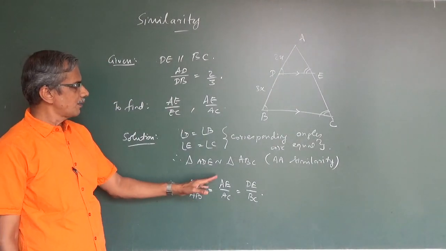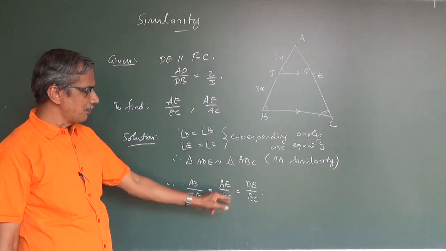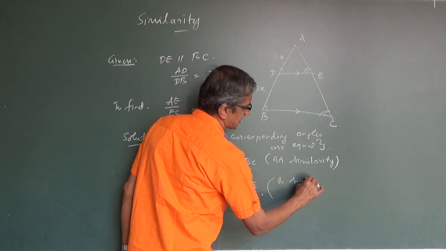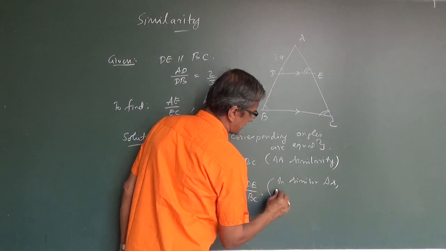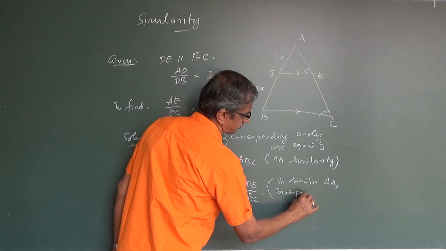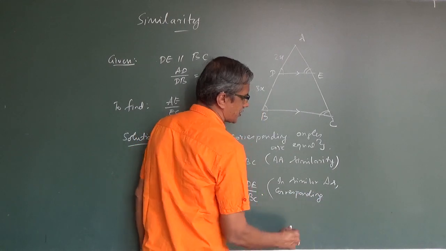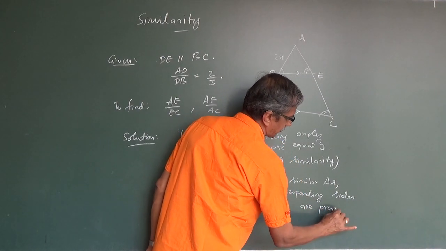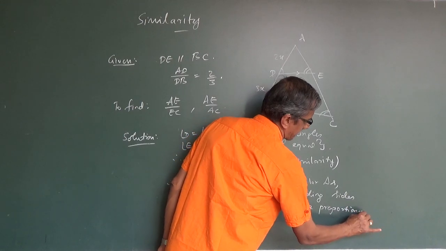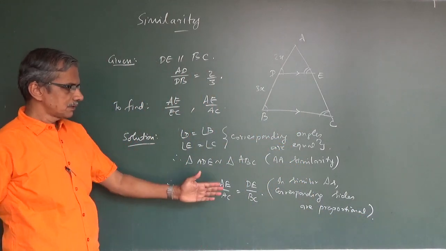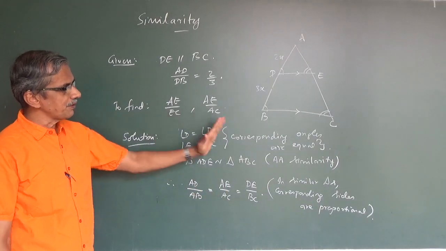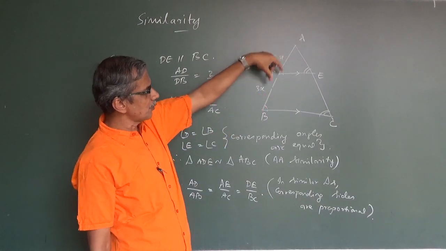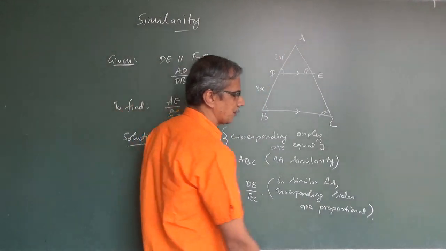AD by AB is equal to AE by AC is equal to DE by BC, because in similar triangles, corresponding sides are proportional. Proportional means same ratio. So this one part you have to understand clearly. Now, if this is in the ratio 2:3, the total will be 2:5. That also you know.